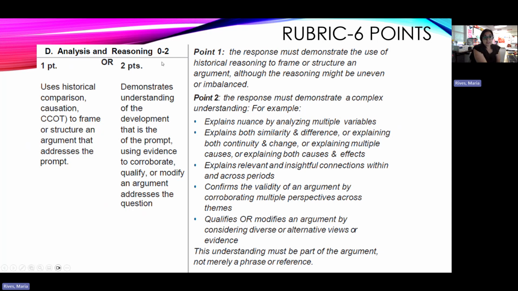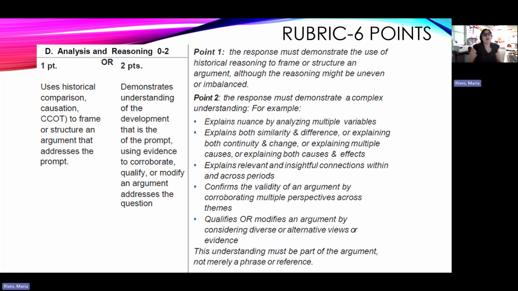Last is the analysis and reasoning component. You get 1 point for framing your essay around a skill: comparison, continuity, change over time. If you have your skill sentence and you use your explanations to demonstrate a skill, then you'll get that 1 point. But if you have a more complex argument where you've talked about similarities and differences, continuities and changes, multiple causes, multiple effects, maybe connections across time periods, maybe you've qualified or modified your argument, which means you've changed it a little bit along the way.